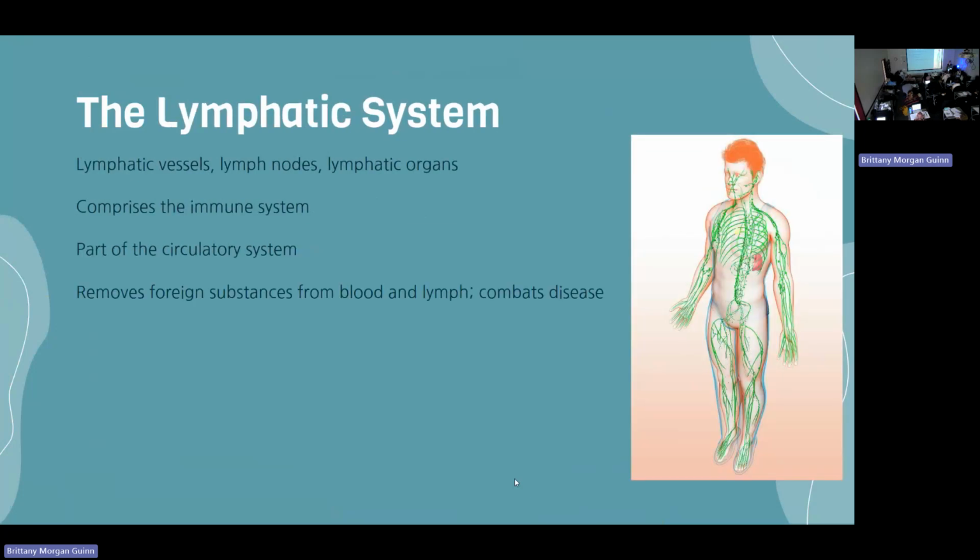The lymphatic system is your immune system. So the lymph nodes and lymphatic organs comprise our immune system. It's technically part of the circulatory system, so it works with the cardiovascular system. And the lymphatic system removes foreign substances from the blood and lymph and helps combat disease.